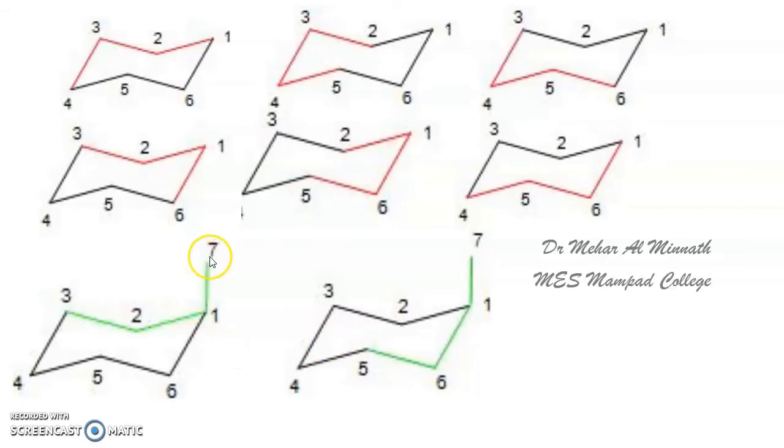You can see here bond 7-1 and bond 3-2. They are again gauche to each other. They are not anti, they are not parallel. They are gauche, 60 degrees. The angle between 7-1 and 3-2 is 60 degrees. Similarly, 7-1 and 5-6. So they are also gauche in nature. So we can say that there are 8 gauche butane units in methyl cyclohexane when the methyl group is oriented axially.